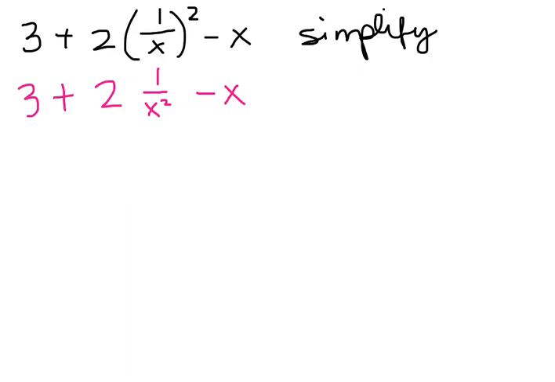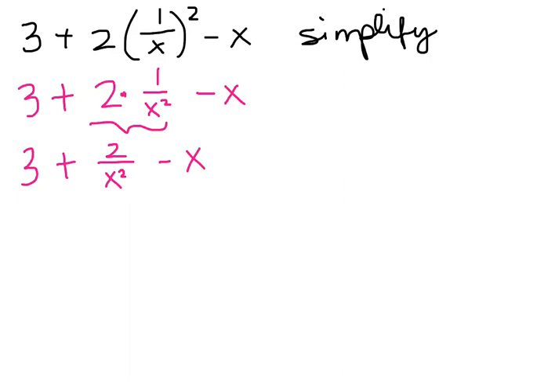3 plus 2 times the quantity of 1 over x squared minus x. We can multiply the 2 and the 1 over x squared. 2 is a whole number. It's like 2 over 1. So that would just put the 2 on top over the x squared minus x.